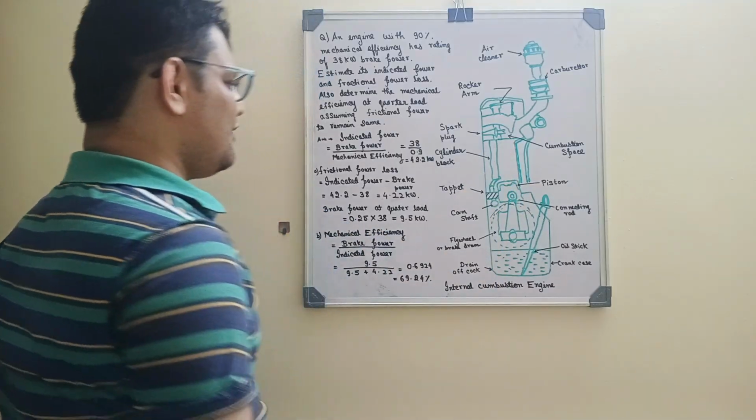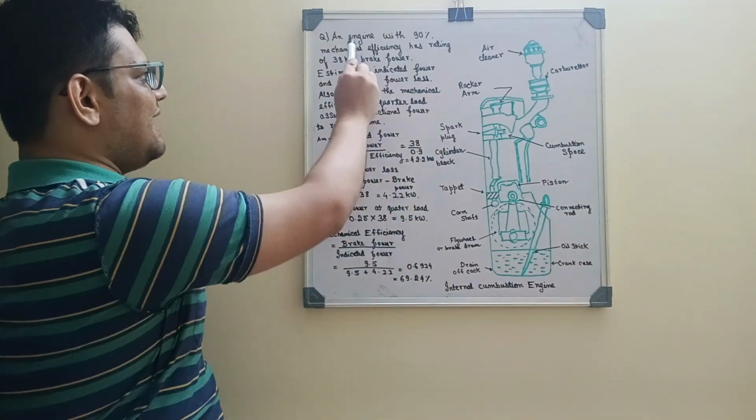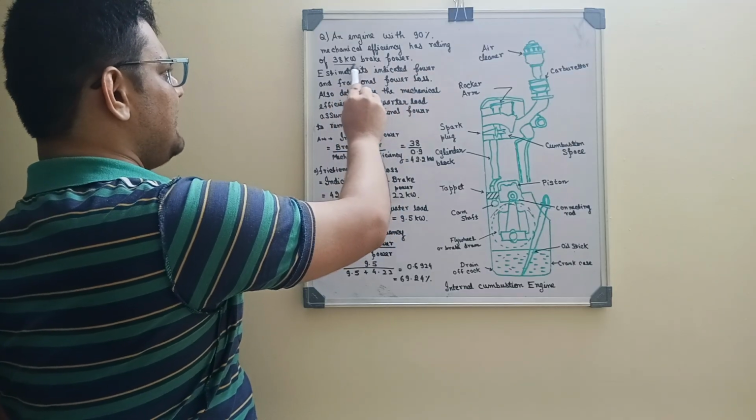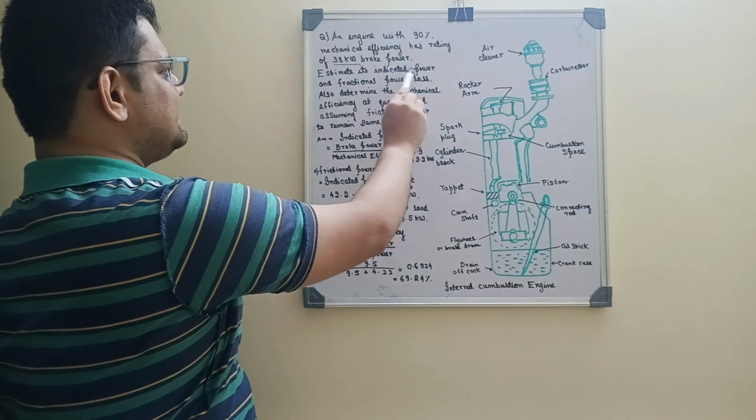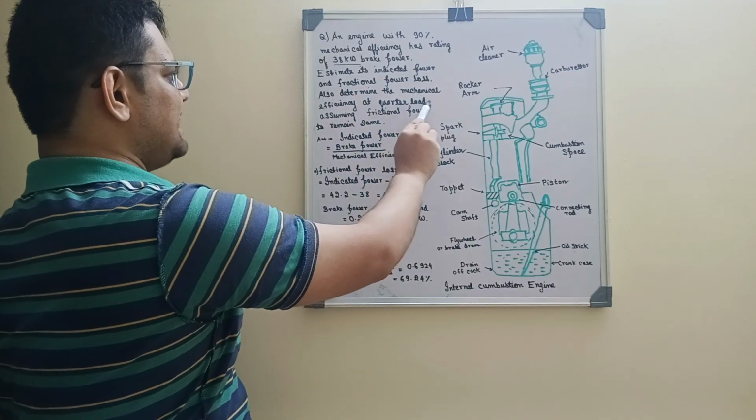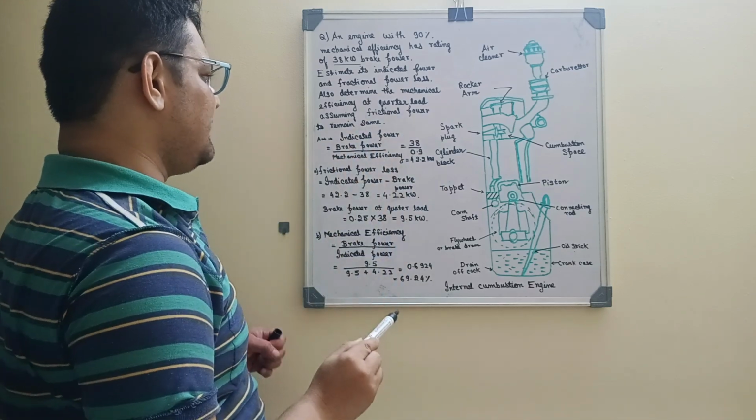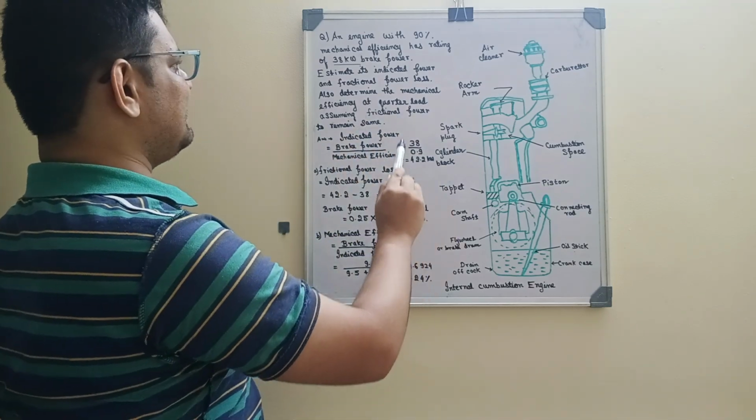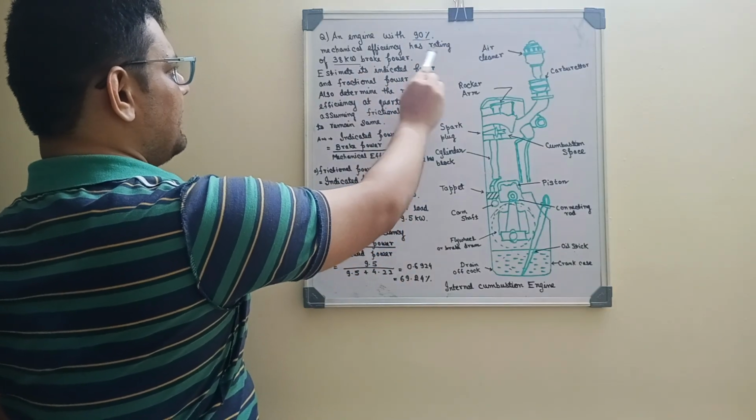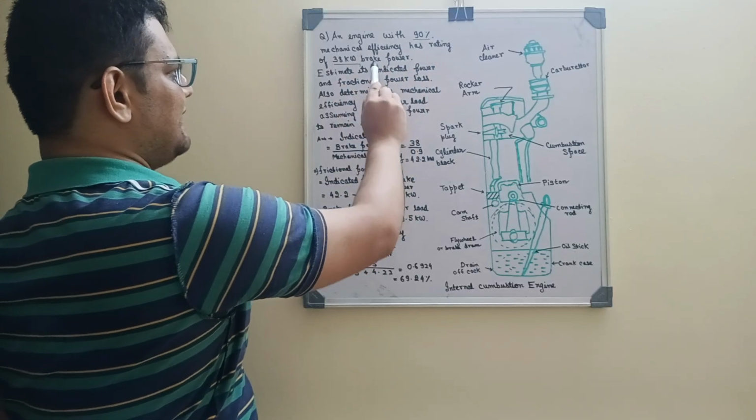So here we go with one of the numericals of the internal combustion engine: an engine with 90% mechanical efficiency has a rating of 38 kilowatt brake power. Estimate its indicated power and frictional power loss. Also determine the mechanical efficiency at quarter load, assuming frictional power remains the same. So here we have the data: the mechanical efficiency is 90%, and the engine rating is 38 kilowatt, that is the brake power.